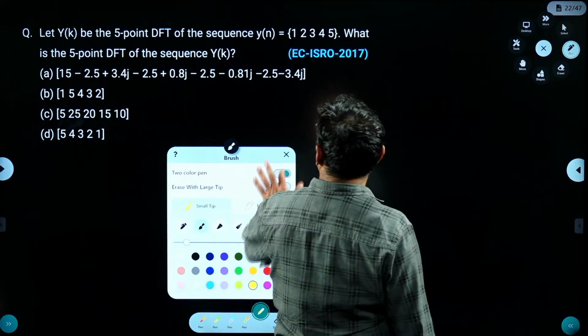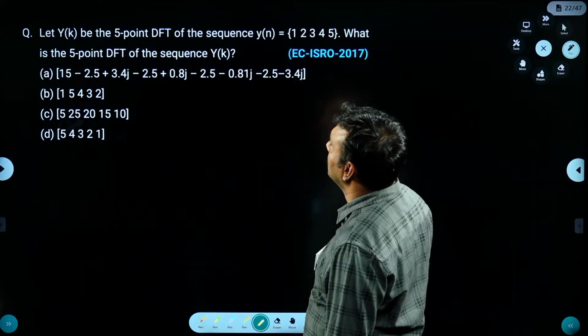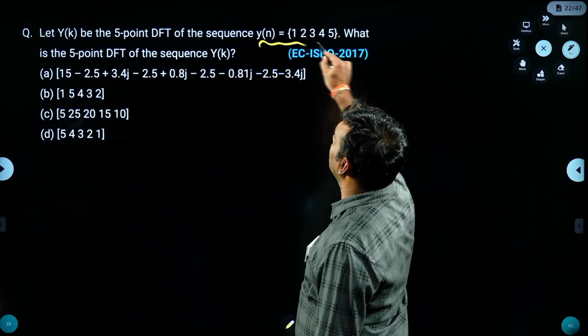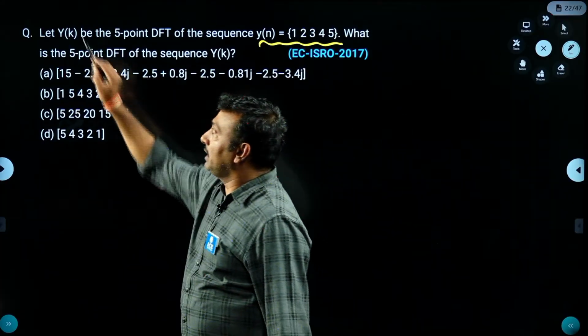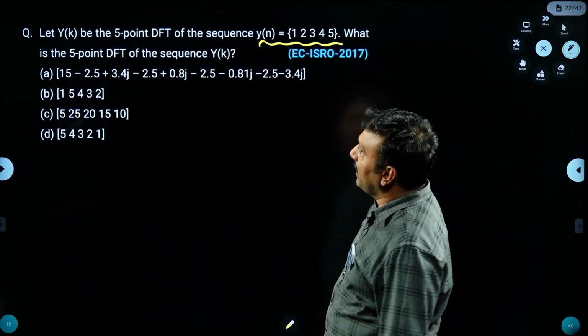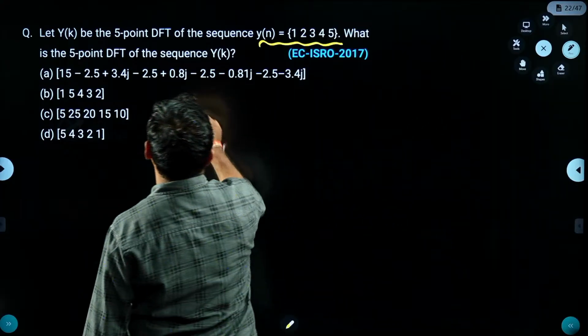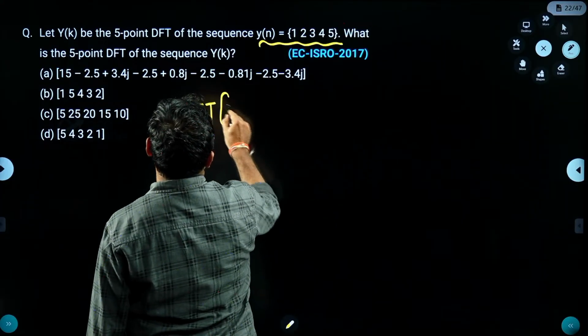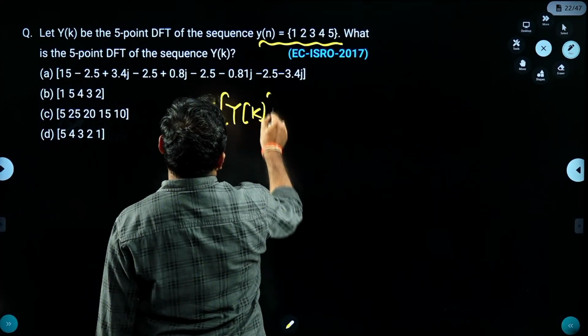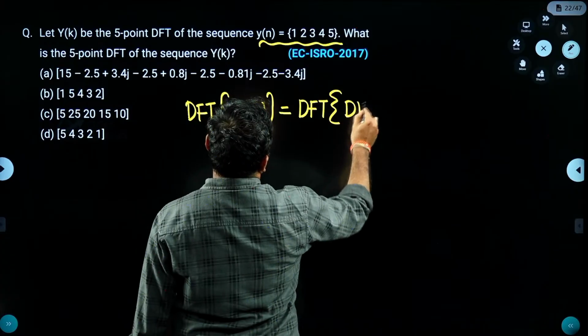The 5-point DFT of a sequence y of n, 1, 2, 3, 4, 5. Signal data is given as 1, 2, 3, 4, 5. Its DFT is mentioned as Y of k. Then what is the DFT of Y of k? Means when you apply 2 times DFT to the signal, what is the answer? That is the question. So indirectly it is DFT of y of n.